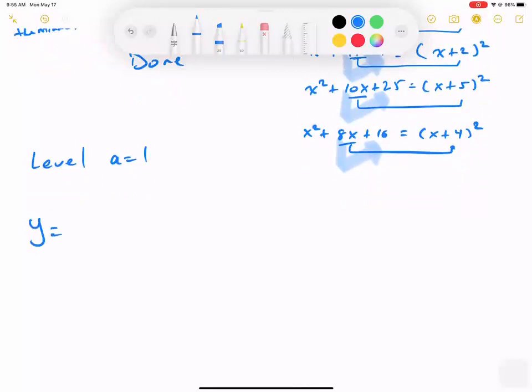y is equal to x squared plus 8x plus 17. Okay. That looks like a crazy big number. Our next one is going to be y is equal to x squared minus 4x minus 5, plus 5, okay?